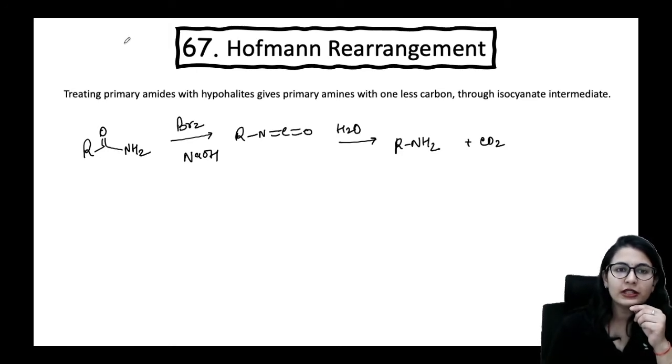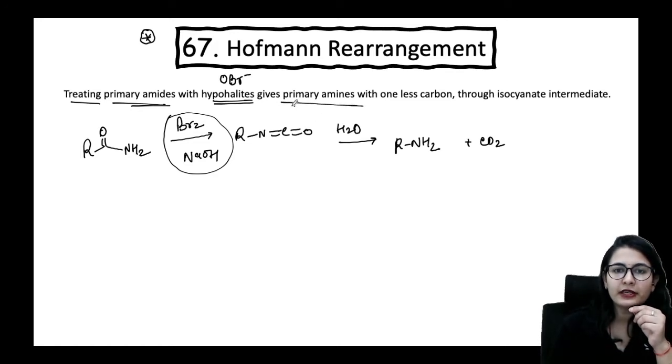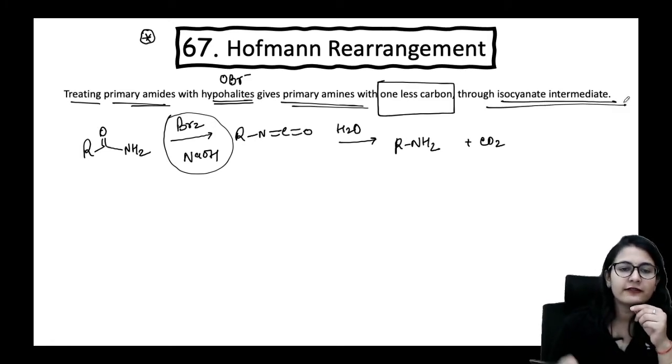Okay, so yes, let's study the first reaction, Hofmann rearrangement, sometimes also known as Hofmann bromamide degradation. So what is Hofmann rearrangement, guys? Treating primary amides with hypohalites. Hypohalite is basically, let's say if we are taking this combination, bromine and NaOH, hypohalite is OBr minus. That gives you primary amines with one less carbon, and that is why we call it degradation, through an isocyanate intermediate, right? Very simple reaction.